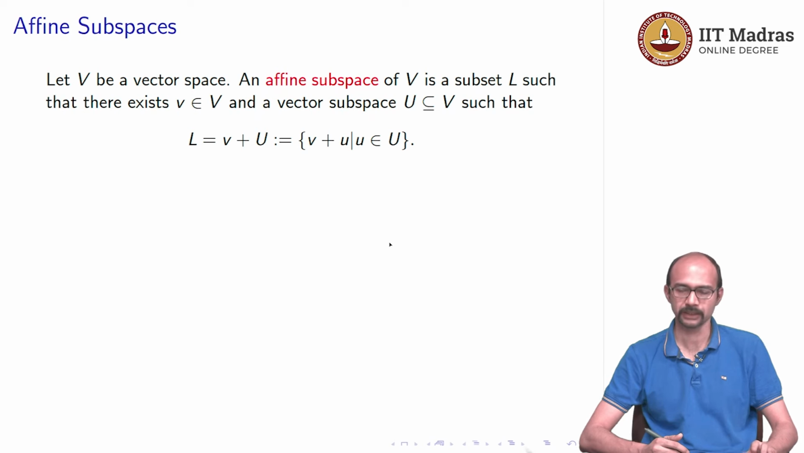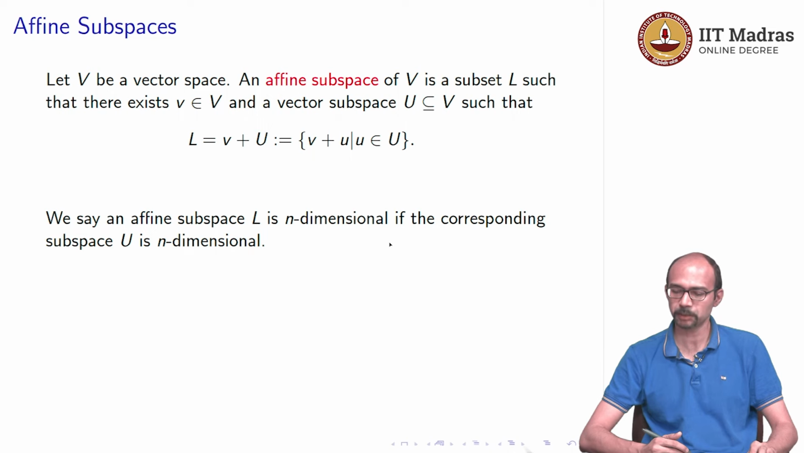What does that mean? You look at the set of little v plus little u, where little u varies over capital U. Essentially, it is taking this subspace U and shifting it by v, meaning you add the vector v to each vector in this subspace U. In particular, you add it to 0 also. Because U is a subspace, 0 must be in U, which means the vector v must belong to this set L. Any set L which can be obtained in this fashion is called an affine subspace of V.